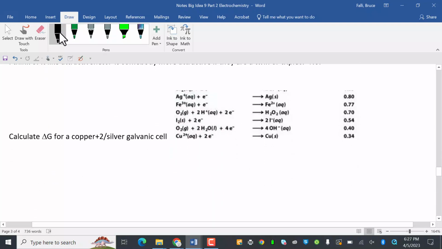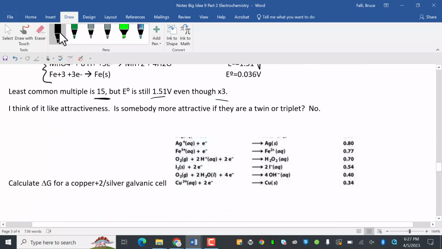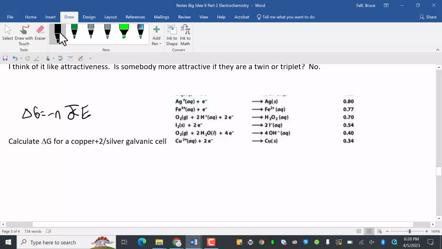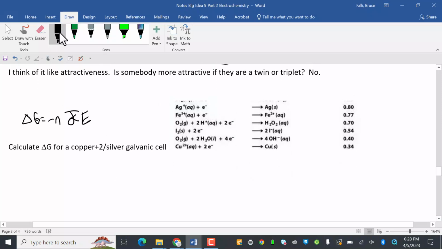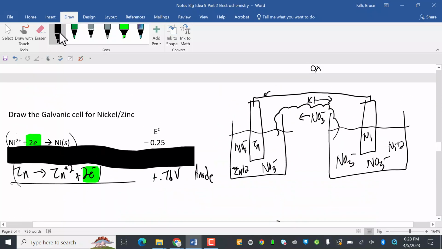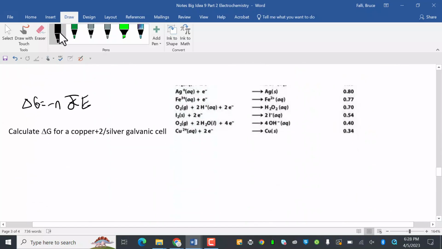Calculate delta G for a copper silver galvanic cell. So I'm looking for my delta G equation again. Delta G equals negative nFE. So the first thing I have to do is find the E of it. Didn't I just do copper 2 and silver? I think I did. No. Oh, I did. No, I didn't do copper 2 and silver. I'm sorry. So I've got to use this right here.